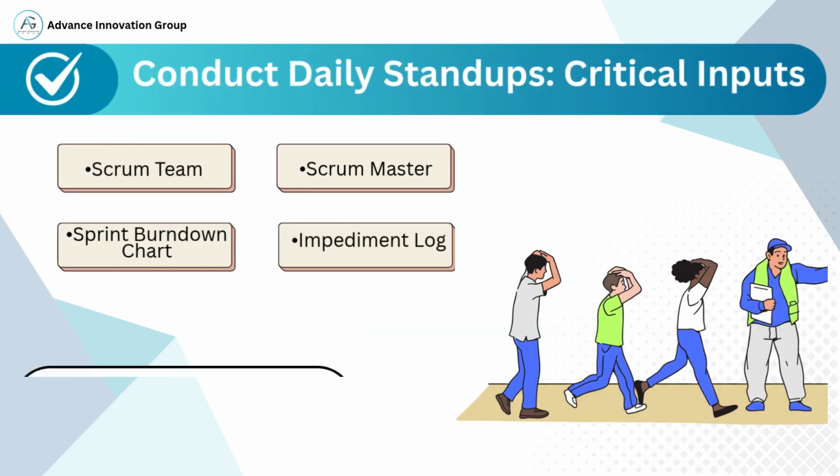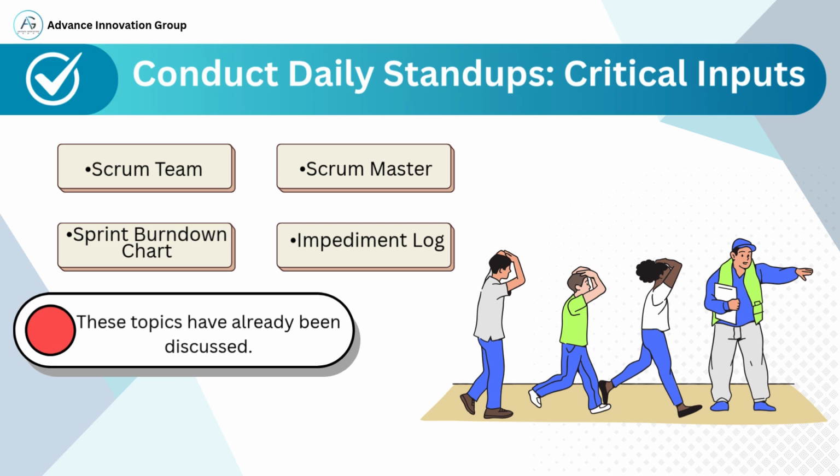In this slide, we're summarizing the key inputs for conducting daily stand-up meetings. You'll notice that we've already discussed each of these topics in earlier sections of the training. Scrum Team. They are the core participants of the daily stand-up. Their daily updates drive team alignment and visibility. Scrum Master plays a key role in facilitating the stand-up, especially in early stages or with new teams.